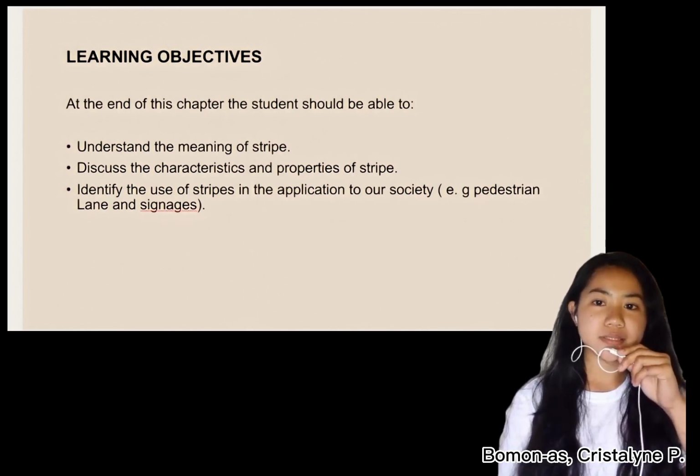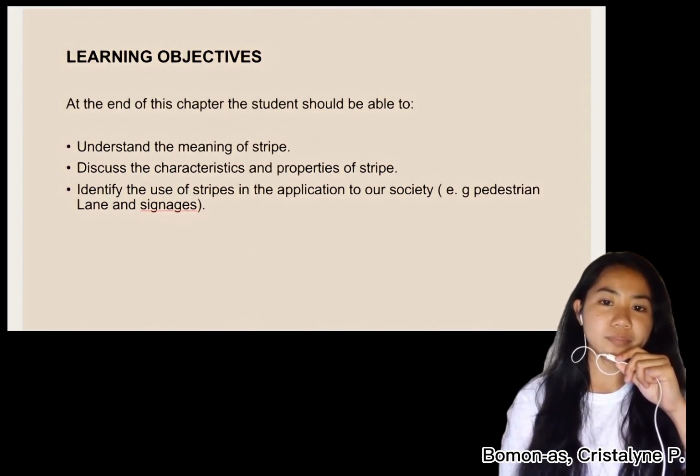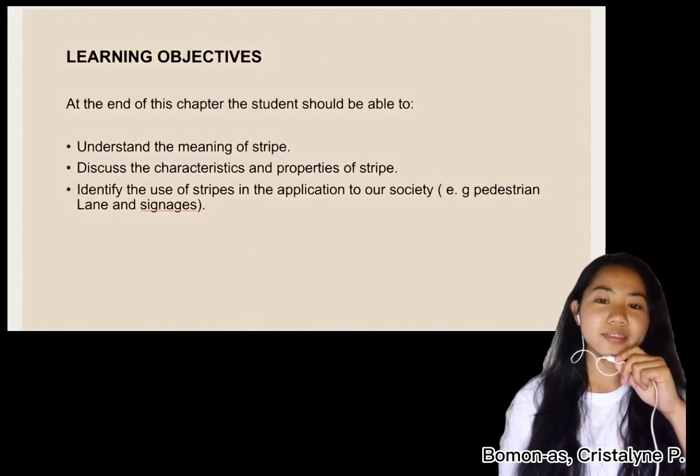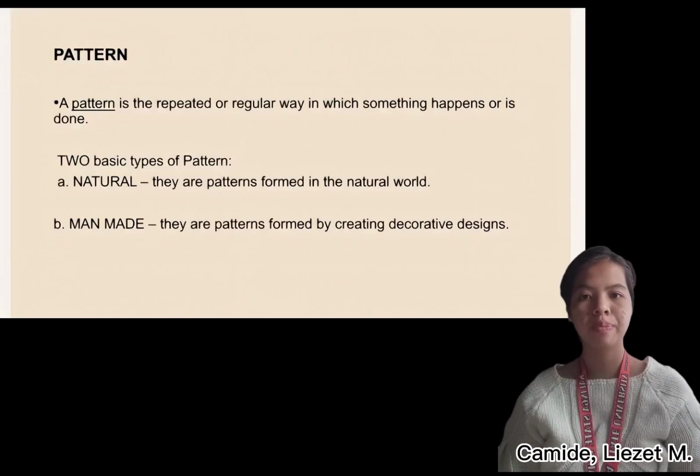Learning objectives. At the end of this chapter, students should be able to understand the meaning of a stripe, discuss the characteristics and properties of a stripe, and identify the use of stripes in applications in our society, like pedestrian lanes and signage. Pattern. A pattern is the repeated or regular way in which something happens or is done.